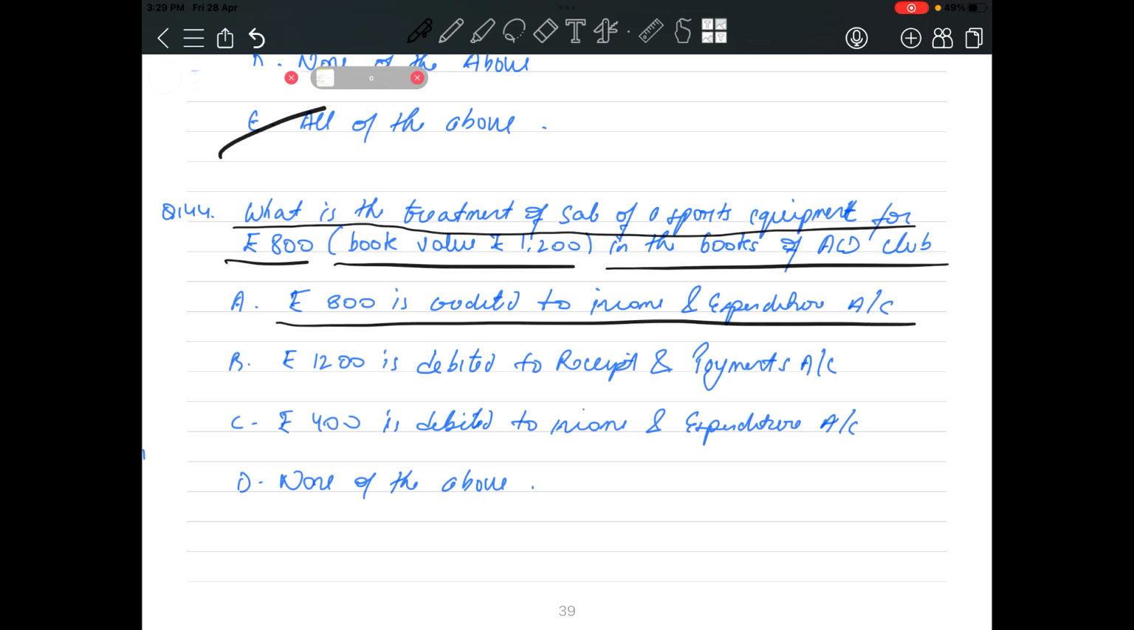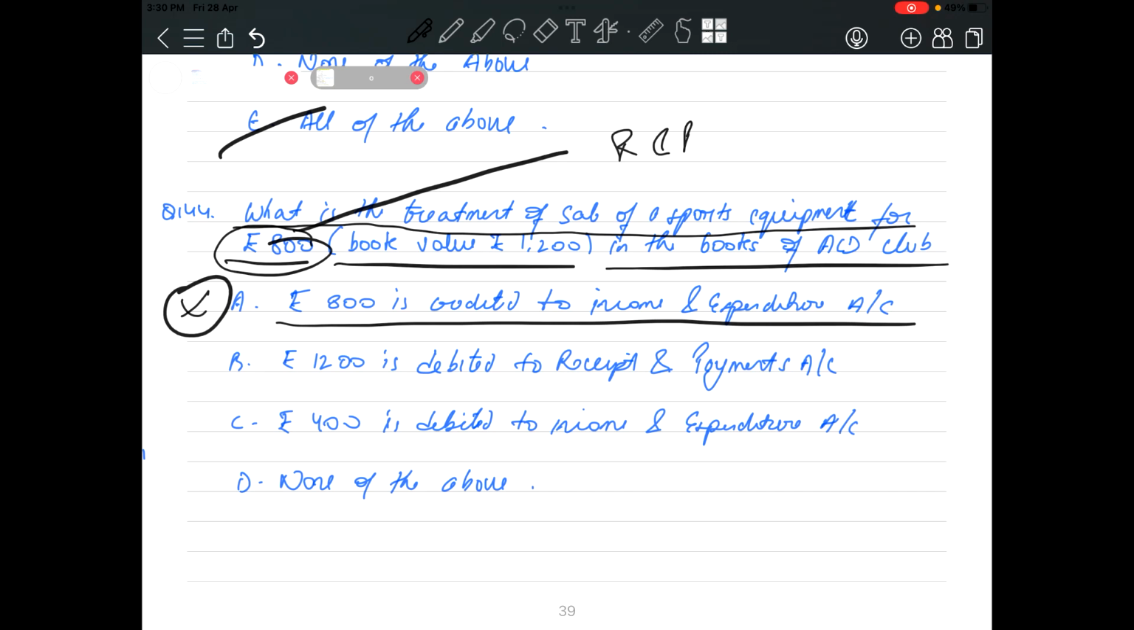Now what are the options with us? Rupees 800 is credited to income and expenditure account. Is rupees 800 credited to income and expenditure account? What will go to the income and expenditure account? The difference, the income, right? 800 is the money which we have received, so this will go to the receipt and payment account. So point number A is not correct.